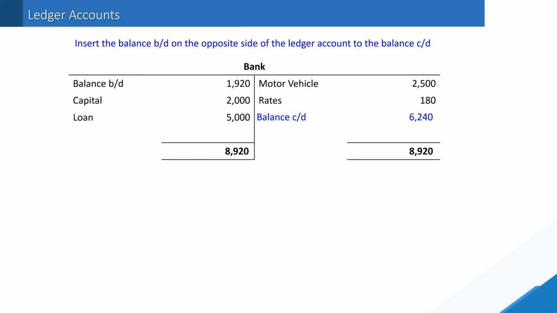The final step is to insert the balance brought down on the opposite side of the ledger account to the balance carried down, and this balance brought down will commence the new period, will be my opening balance as at the next period. The balance carried down was on the credit side, which means the balance brought down will be a debit of £6,240.